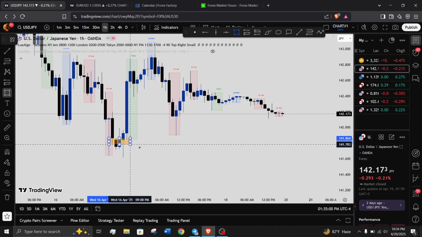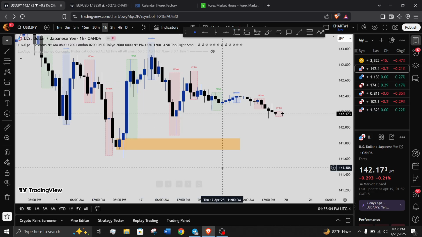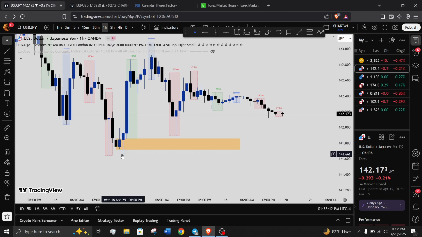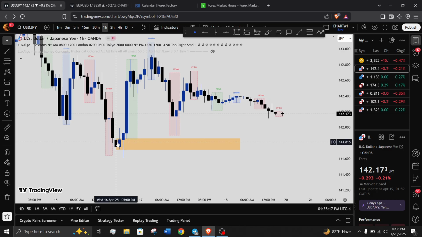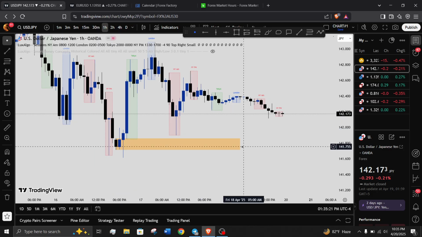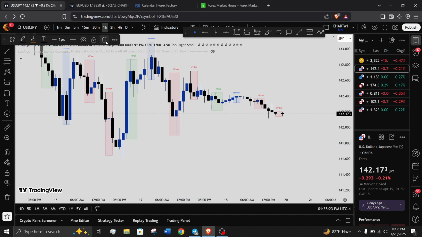For example, they will mark this candle as an order block, which is totally wrong, because this candle's liquidity was swept by this third candle. First, second, and third. So you cannot mark this as an order block zone. And if you see on the right hand side, price didn't even tap into this zone. So this is not an order block.